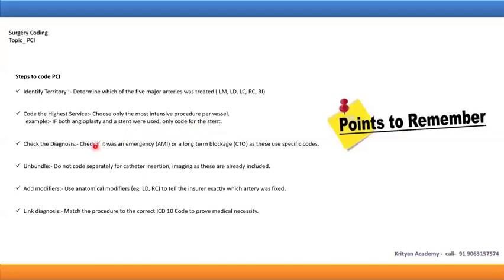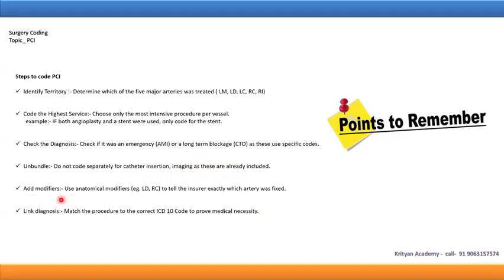So in this example, if both angioplasty and a stent were used, only code for the stent. Then check the diagnosis. Check if it was an emergency AMI, acute myocardial infarction, or a long-term blockage, which is a chronic total occlusion, because we have a separate set of codes based on the condition also. The other one is that we need to follow the NCCI edits, which deal with bundled and unbundled services. In this case, we do not code separately for catheter insertions or imaging because they are already included.